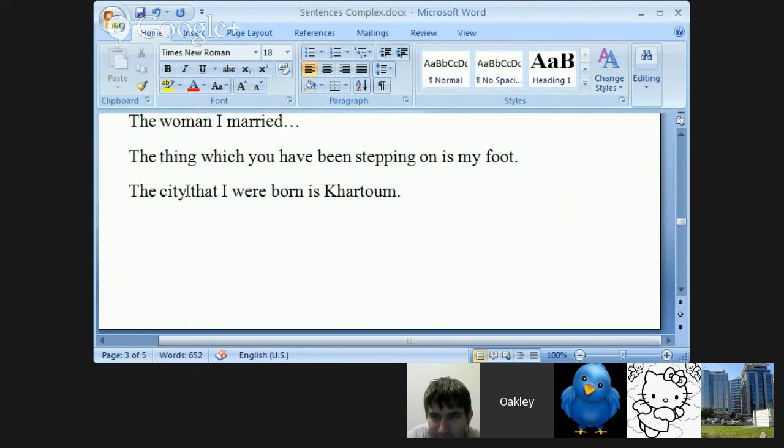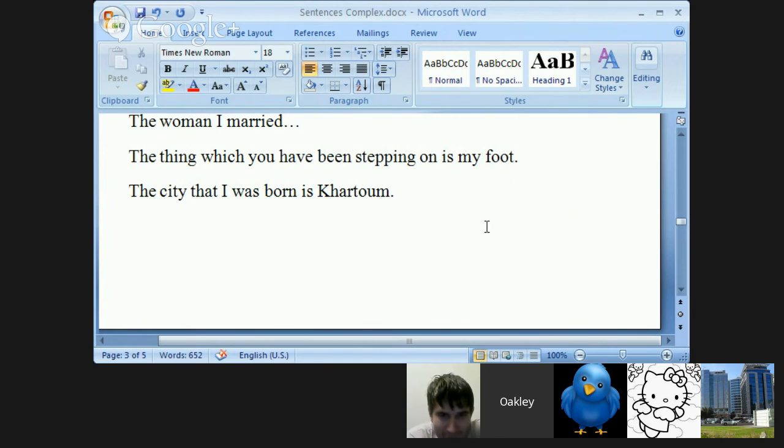Again, I think you don't need commas. I think this is an essential dependent clause. We got a problem here. Were. Bakri, we can't have were. Were is for plurals. They were. We were. Just subject verb conjugation. This needs to be the city that I was born.